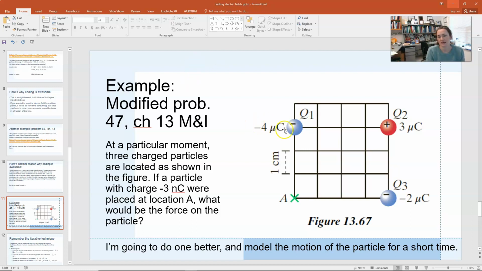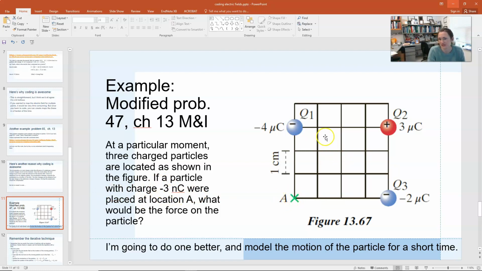We have a -4 microcoulomb charge located 3 centimeters up from the origin. We've got a +3 microcoulomb charge located up here in the upper right, and we've got a -2 microcoulomb charge located, say, what is that, 4 centimeters to the right of the origin. So at a particular moment, you've got those charged particles, they're, say, fixed. And then let's say that we have a particle with a charge of -3 nanocoulombs placed at A.